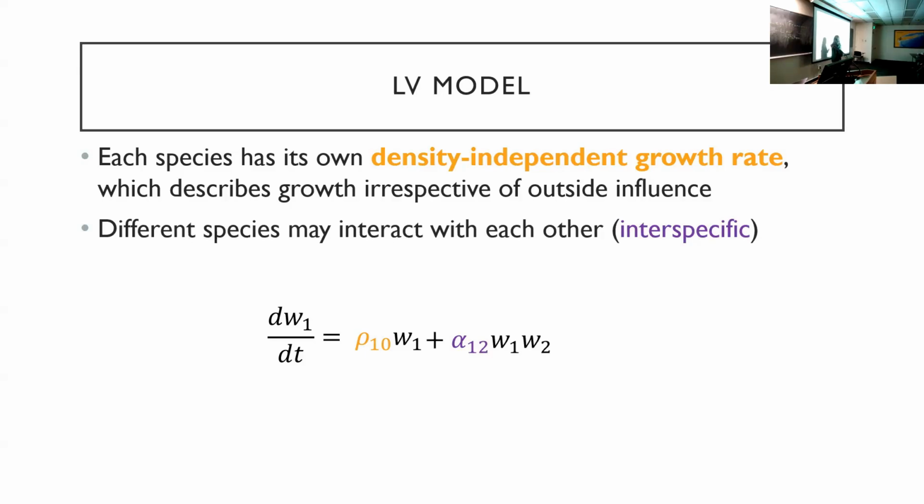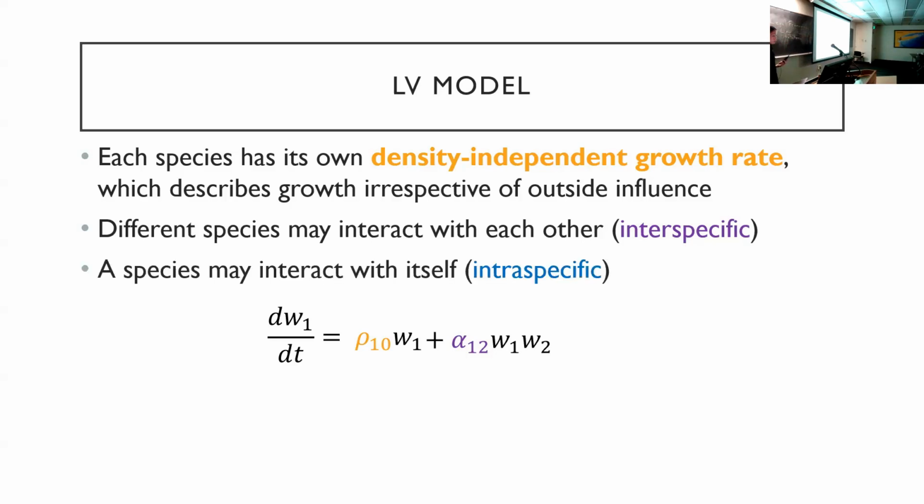But how much the growth of this first species changes is going to depend on both how much of the first species we have, as well as how much of the second species we have, right? Because of that competition component. It depends. If there's a lot of predators out there, that should be factored into how much that first species abundance changes, right? And it gets modulated by this alpha term right here, alpha sub 1, 2. And then a species may interact with itself, and this is called intraspecific competition.